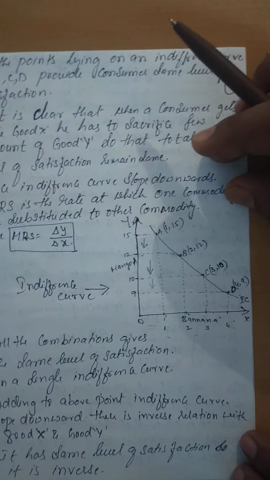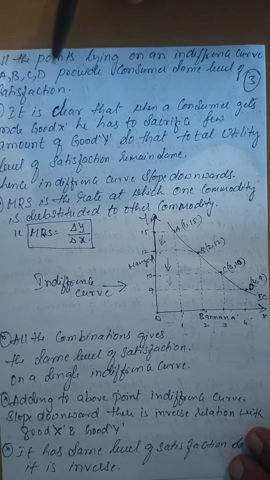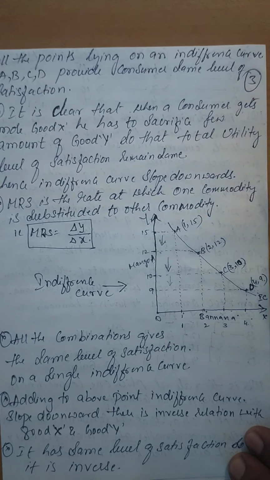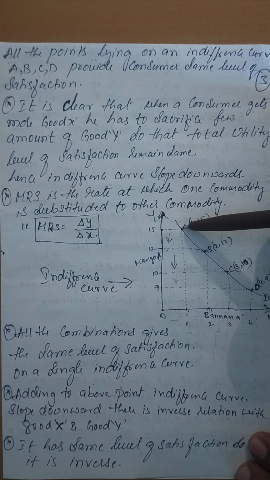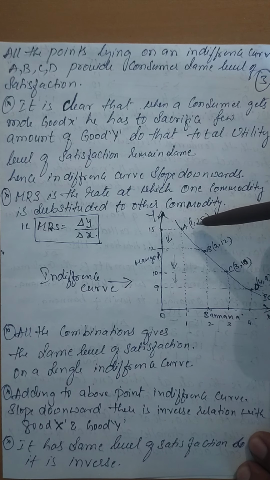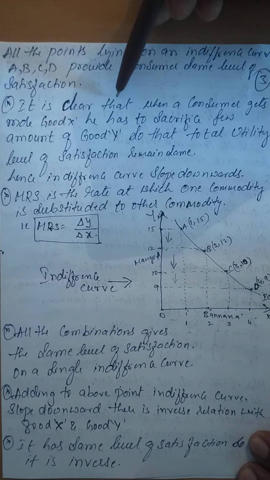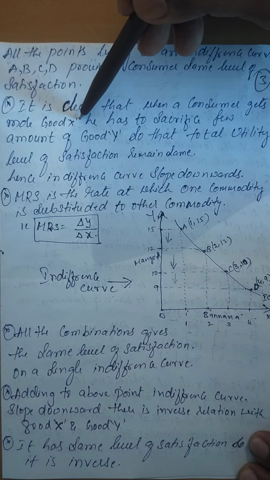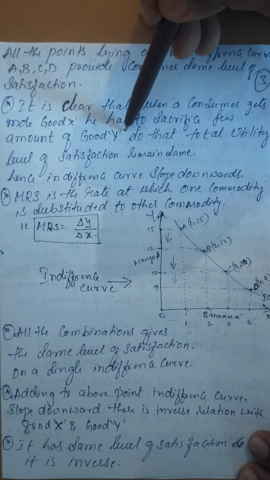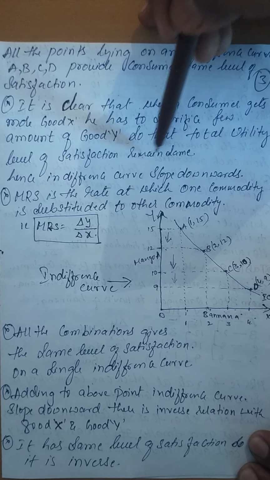Next, coming to the explanations of this also, all the points lying on the indifference curve, which is called ABCD, provide the consumer the same level of satisfaction. Yes, that is true, since there is no particular change in the curve. If you observe properly, all the combinations, A, B, C, D, of the two goods give the same level of satisfaction. And it is clear that when the consumer gets more of good X, he has to sacrifice some of good Y, so that the total utility level of satisfaction remains the same.